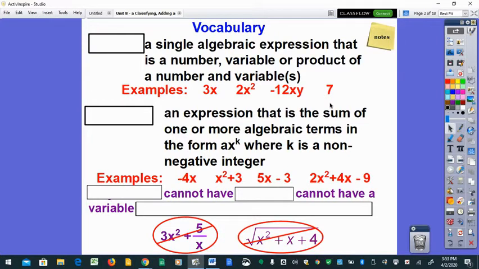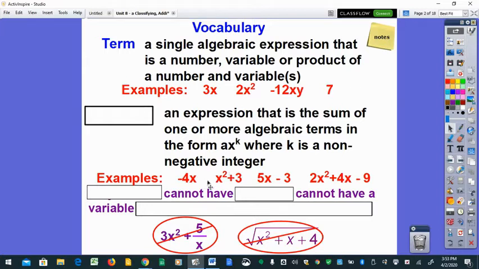So first of all, a single algebraic expression that is a number or a variable or a product of a number and a variable is called a term. And I've given a bunch of examples here. We've worked with terms throughout the year. There's a 3x, a 2x squared, negative 12xy, the number 7. Those are all called terms.